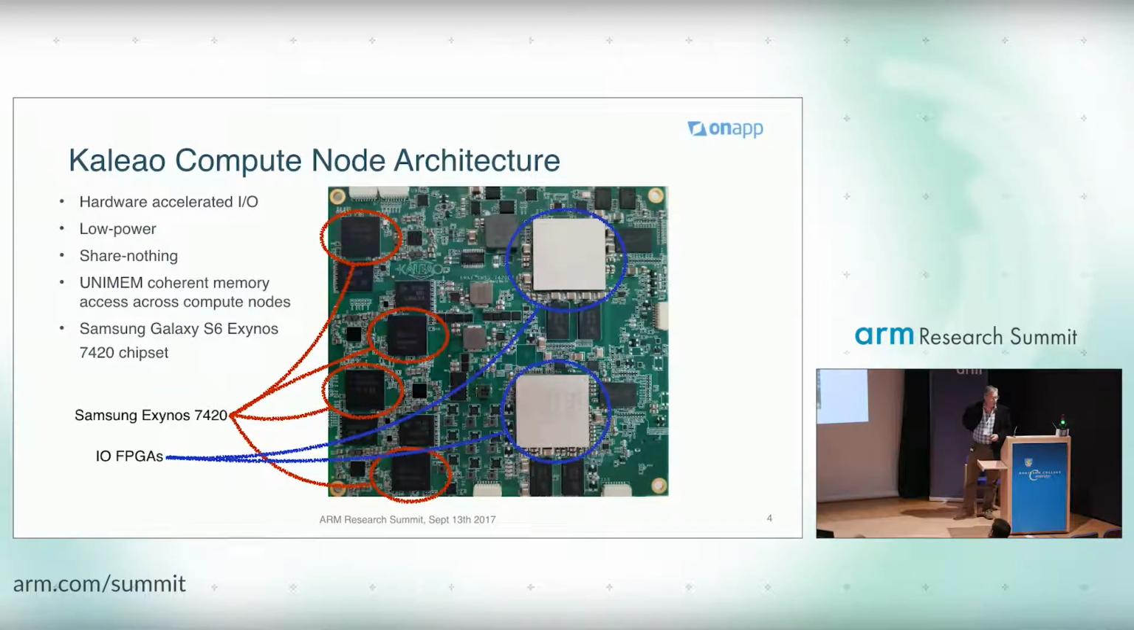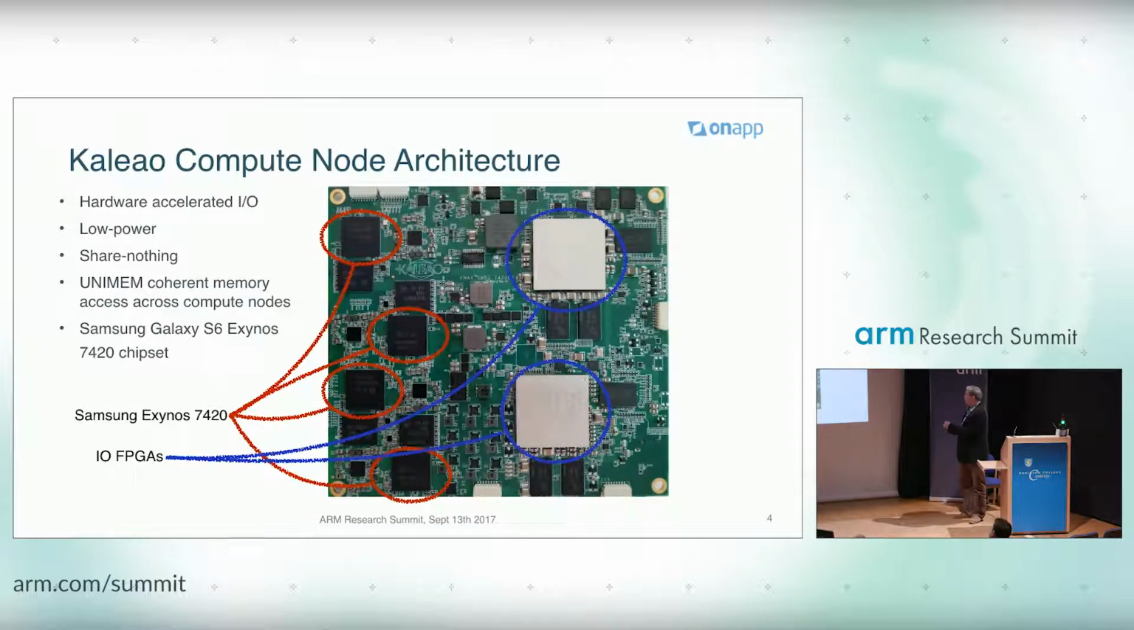So the Kaleo compute node, which I'll talk about mostly in this talk, is a new type of server architecture. It's a custom-built PCB board, and it comprises four discrete Exynos ARM-based processors with some centralized I/O resources. So this is key to the architecture and in particular to the scalability of the overall system. It's a very small compute board, and as part of this, we're able to achieve extremely high levels of density in the server system. It's a low-power board with hardware-accelerated I/O. So the FPGA components here.